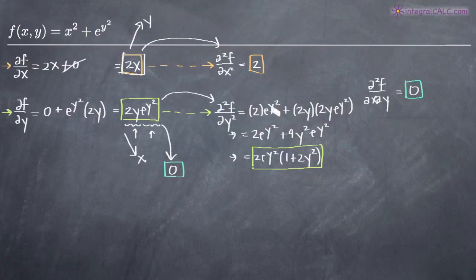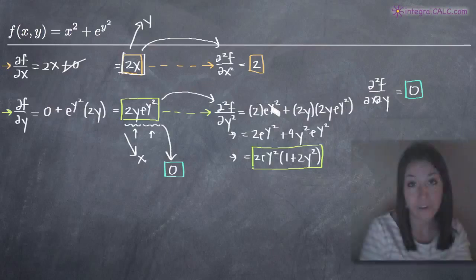So again, when you're talking about second order partial derivatives, you want to calculate all three: the second order partial derivative with respect to x, with respect to y, and the mixed second order partial derivative.